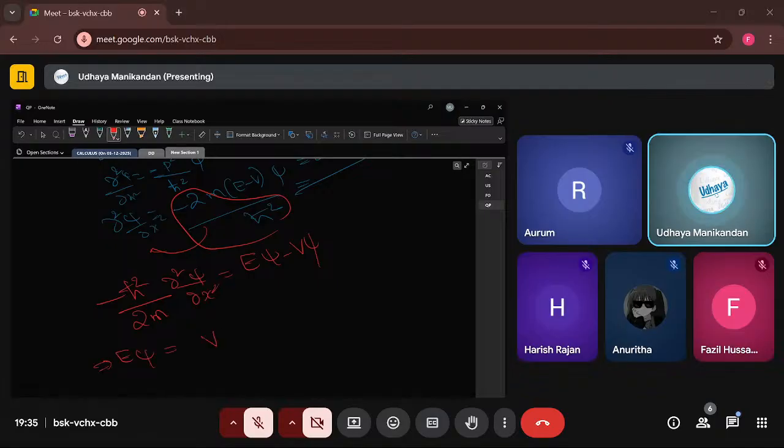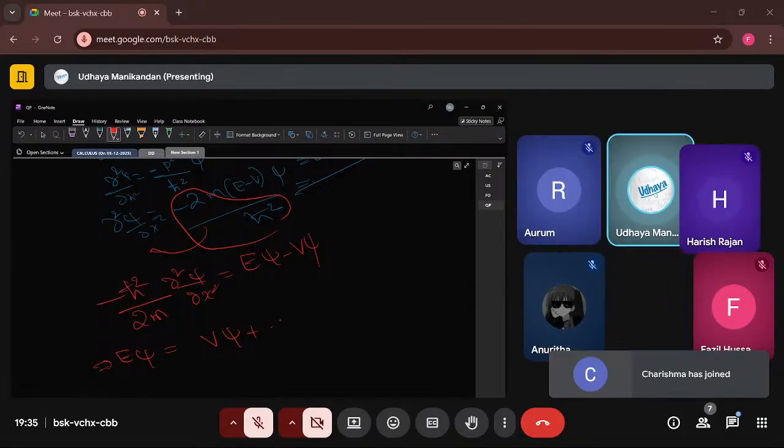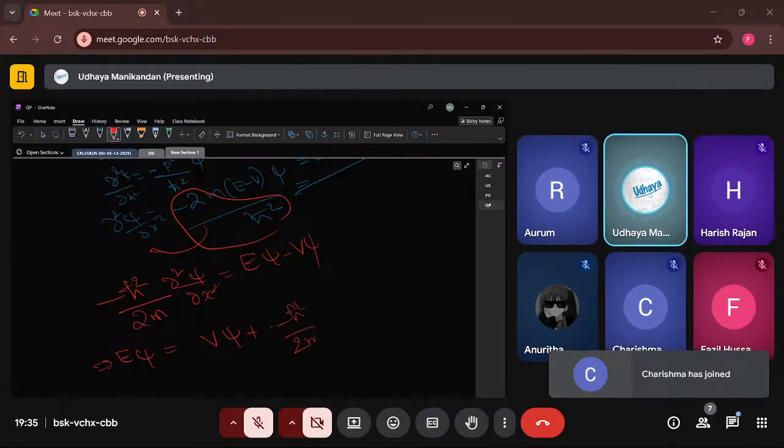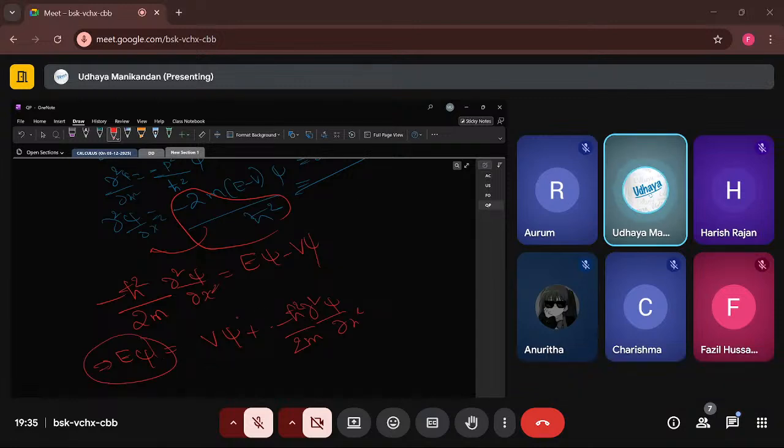So what is Eψ? Eψ would be Vψ plus minus ħ² by 2m into ∂²ψ/∂x². You see this somewhere: total energy, potential energy. So what is this supposed to be? This is supposed to be kinetic energy, right? So this talks about something.